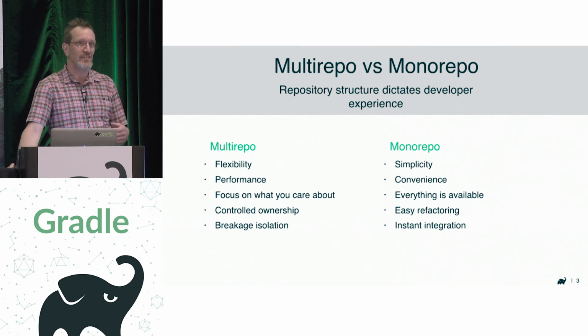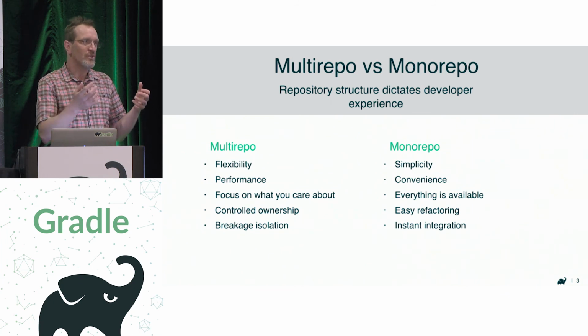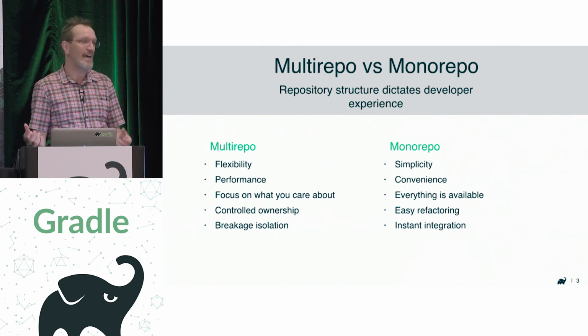You get instant integration, instant feedback on anything you break. So the idea behind composite builds is to hopefully allow us to break down that divide, allow us to use code in multiple repositories, but work on it as though it's in one repository. Allow us to refactor the multiple repositories at once.